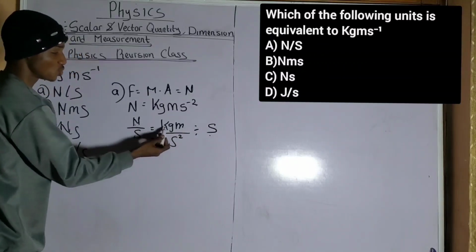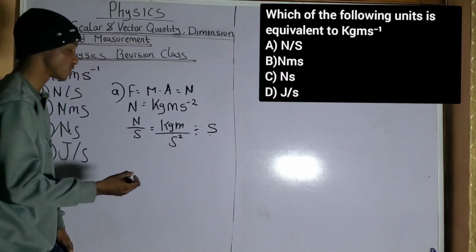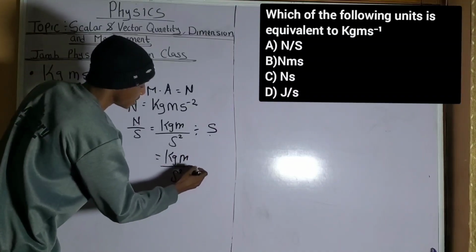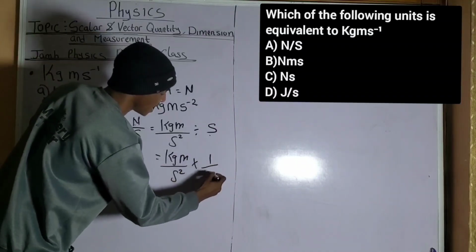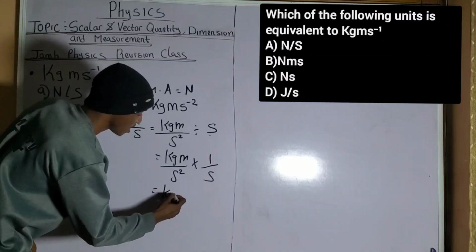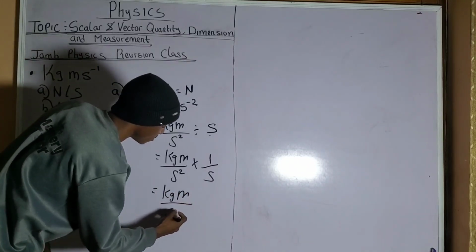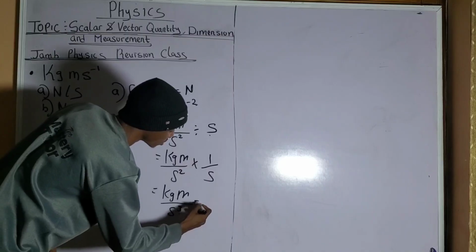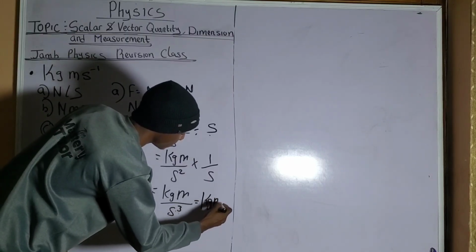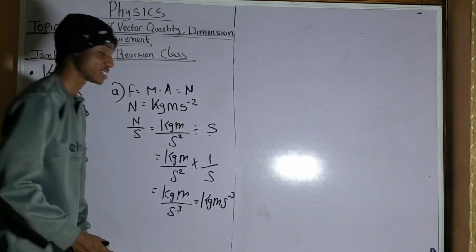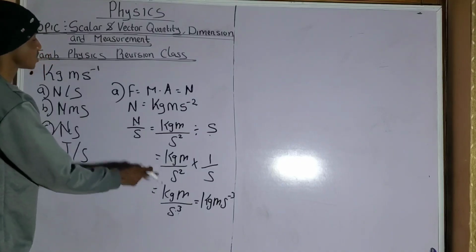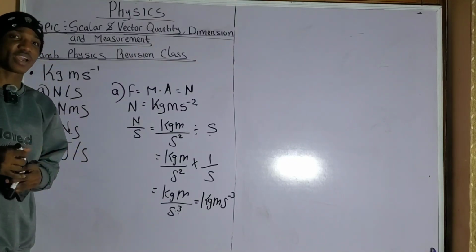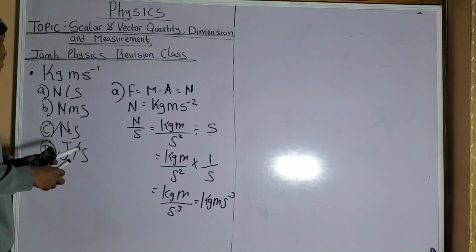The unit of Newton is kilogram meter per second squared. So here I'm going to have kilogram meter per second squared multiplied by 1 over S. That will give me kilogram meter per second cubed, which is also the same thing as kg m s raised to power minus 3. So you can see that this is not equal to this. So option A is disqualified. Okay, let's look at option B.